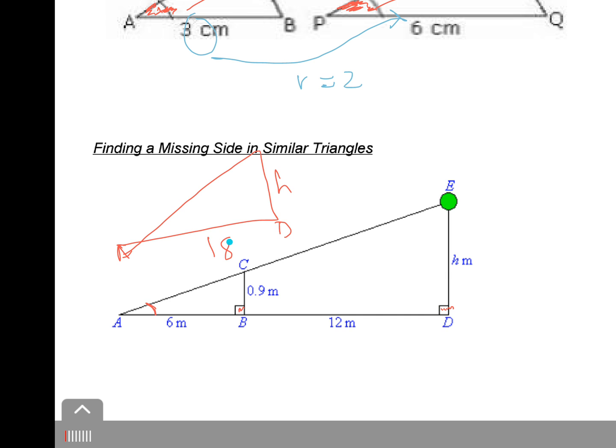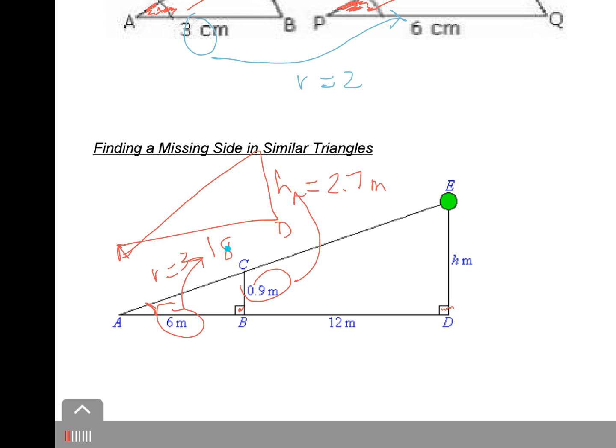So when I'm doing my scale factor, what I want to do is I want to say, okay, I'm going to compare that 6 on the small triangle to that 18 on the large triangle. So I've got a scale factor, let's see, 18 divided by 6, that's 3. So I've got a scale factor of 3. So that means to figure out H, I'm going to take 0.9. I'm also going to multiply that by 3. 0.9 times 3, it's like 9 times 3. H is going to be 2.7 meters.